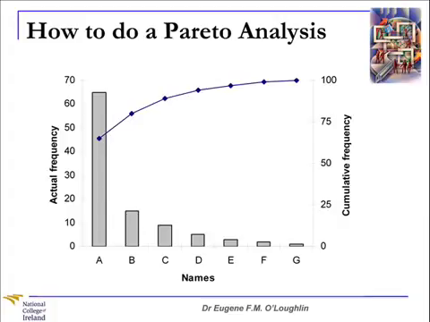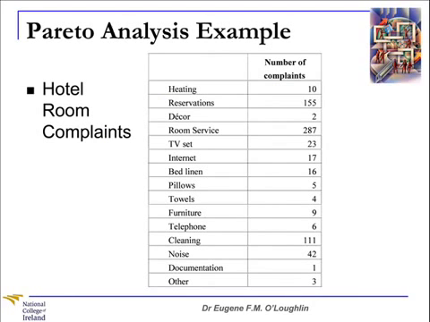Let's take a look at a short example to help us illustrate how Pareto analysis can be used in problem solving. Let's say, for example, we have a list of hotel room complaints like those that you see here. These type of data can be gathered from customer surveys or feedback forms that you will regularly find in hotels. And in this particular one here, we've got numbers of complaints for different categories like heating, reservations, decor, room service, and so on. And we want to be able to tell, using Pareto analysis, which are the critical complaints that should be tackled and which ones are the trivial ones.